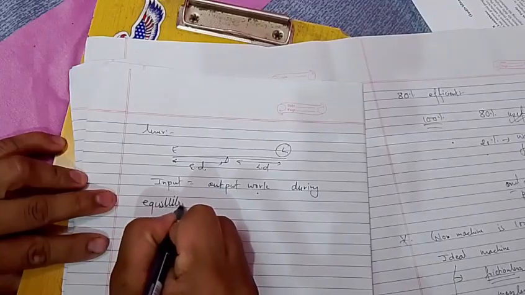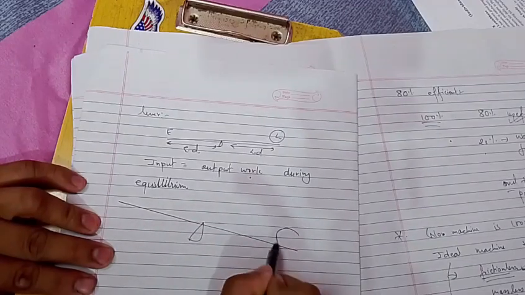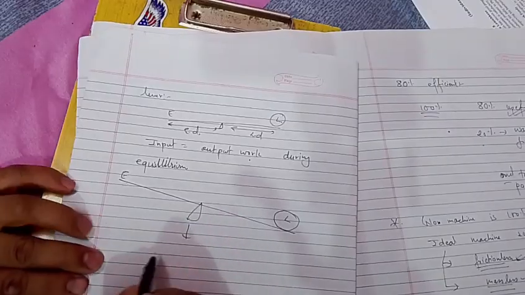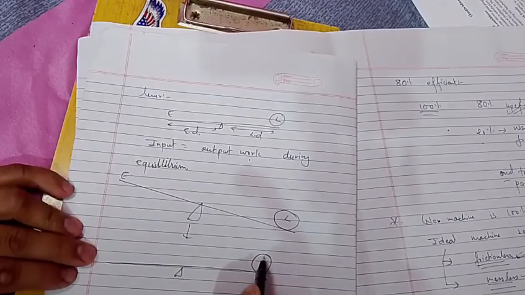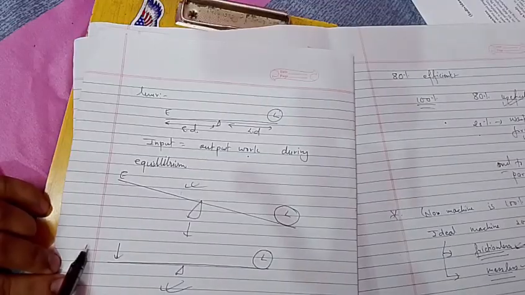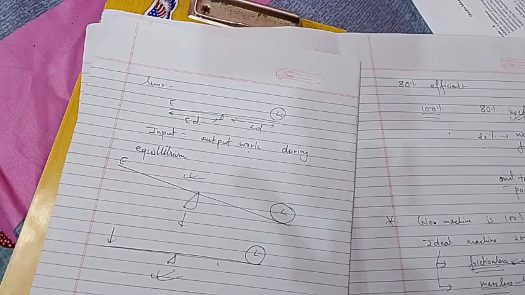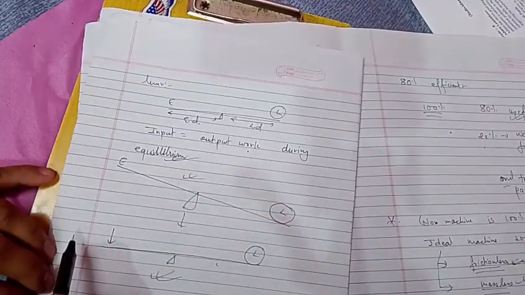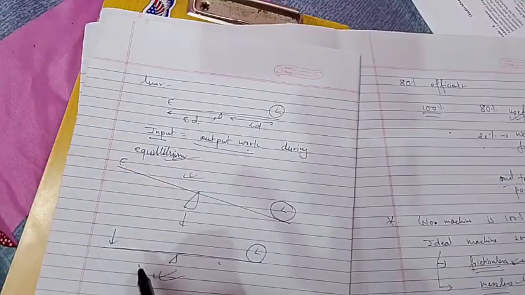So what does this equilibrium mean? What do you understand? Suppose here let's say it is load and here I have applied effort, and after applying effort, this system over here, we see it is in a balanced condition. This is before applying effort, this is after applying effort. The lever comes into balanced position. This position maintained by the lever after applying effort is known as what? Balance condition or equilibrium state. So at equilibrium, input work equals output work. This is the principle of lever.